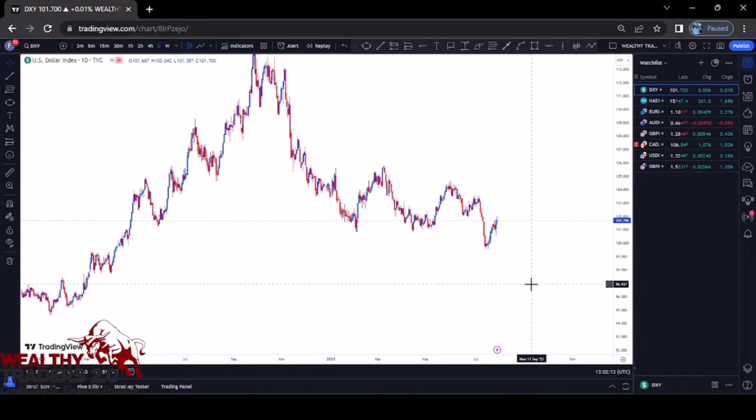So on today's video, I'm going to be analyzing the market. Meaning I'm analyzing the DXY, meaning the dollar index. Then I'll be getting the direction for other currency pairs that are linked to the DXY.